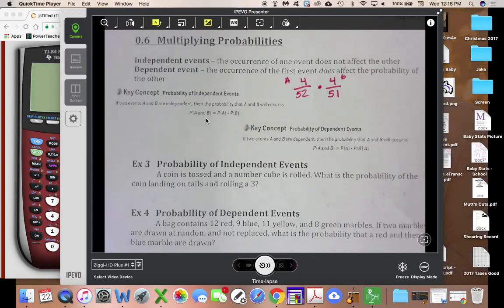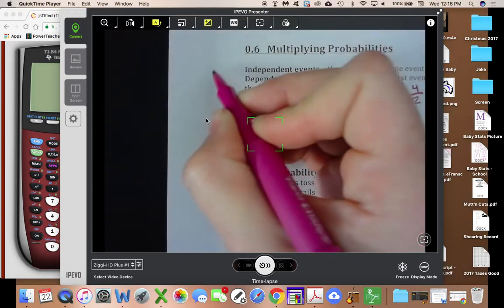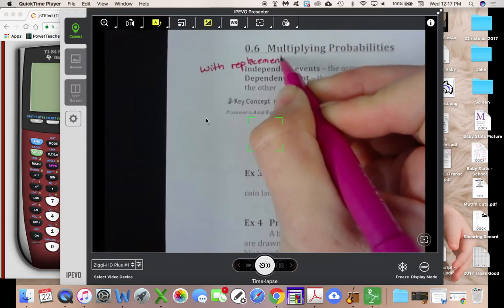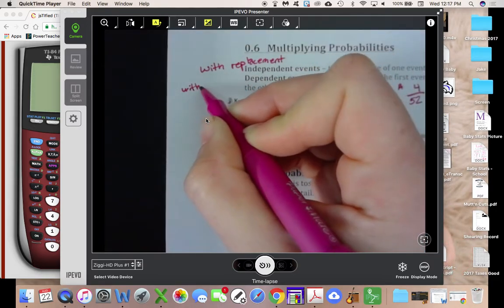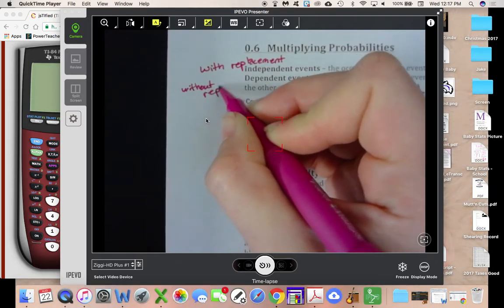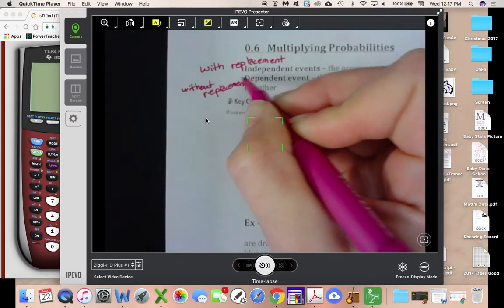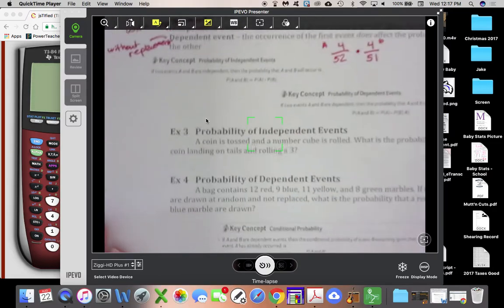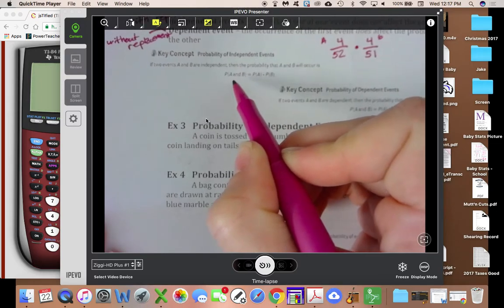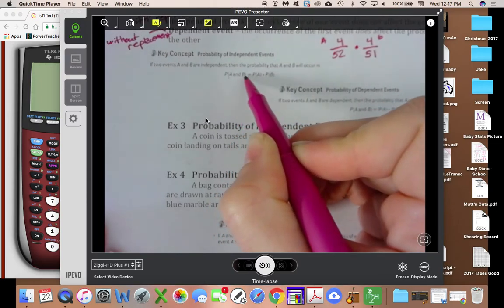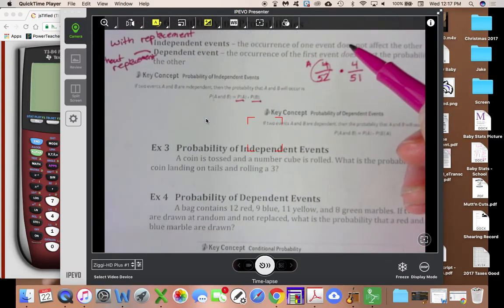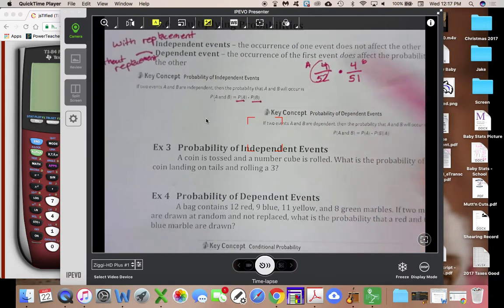All right, I'm going to have you write over here, independent: with replacement, and this one is dependent: without replacement. So independent is with replacement. If I'm putting the card back in the deck, that would be independent. If I'm not replacing the card, then it's dependent. So to find the probability of two events happening, like the probability of getting an ace and a 6, I just multiply those probabilities together. The probability of getting an ace, which over here was 4 out of 52, I multiply by 4 out of 51, the probability of the second event happening.